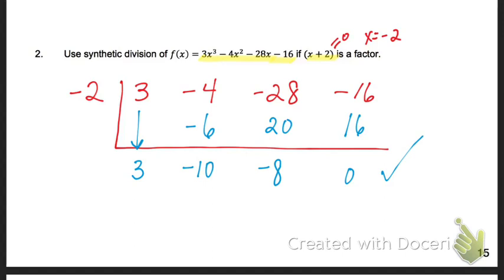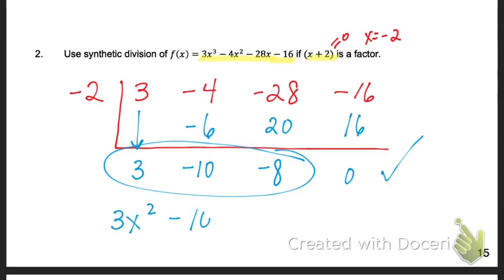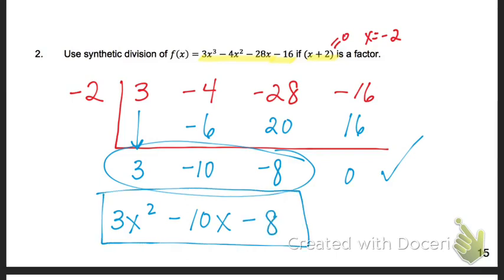Then I'm going to write this as a new polynomial with a degree 1 less than what I started with. So if I started with x to the third, I now have x squared. So 3x squared minus 10x minus 8. That is my answer. I don't have a remainder.